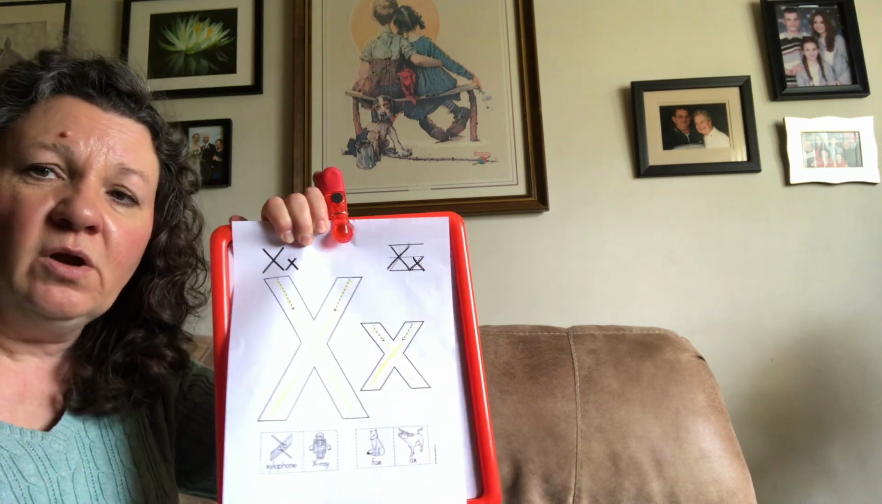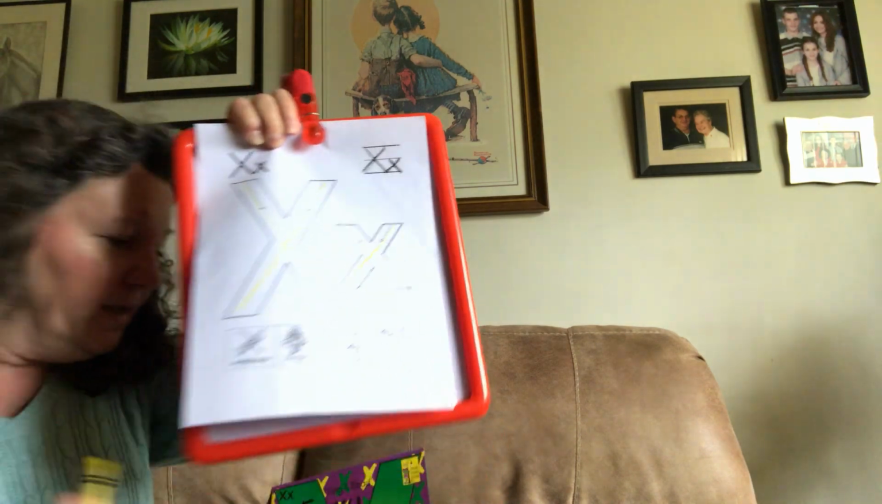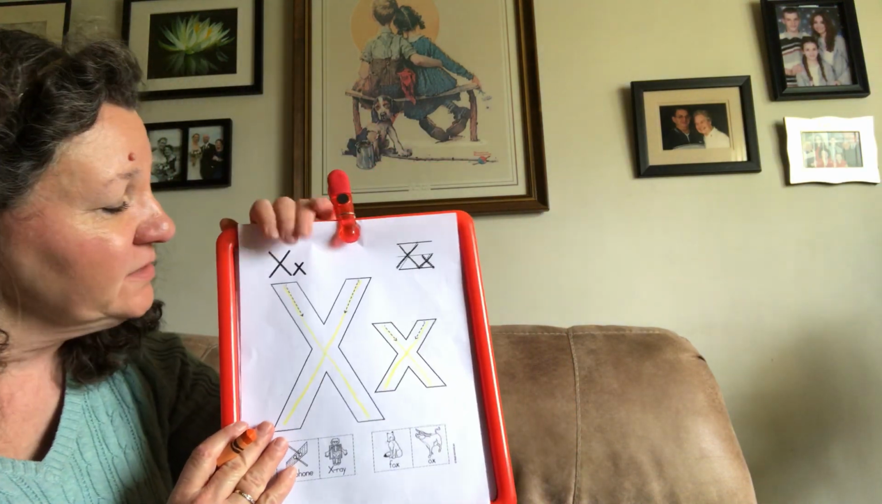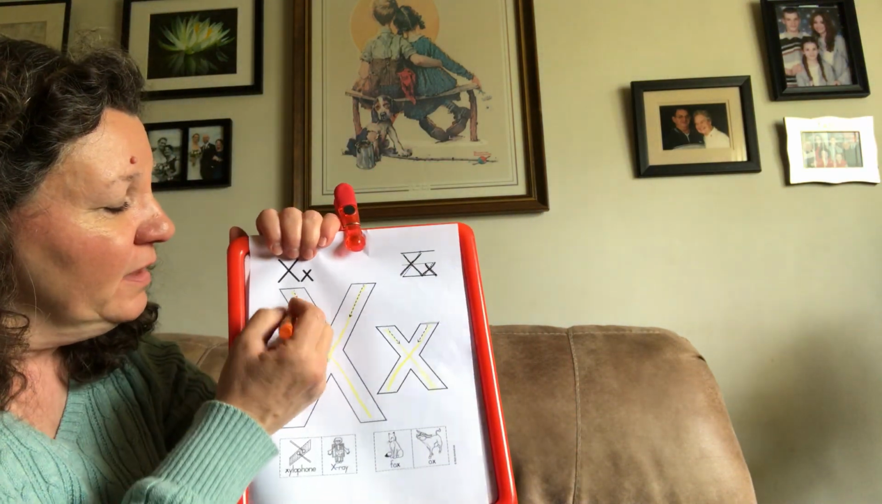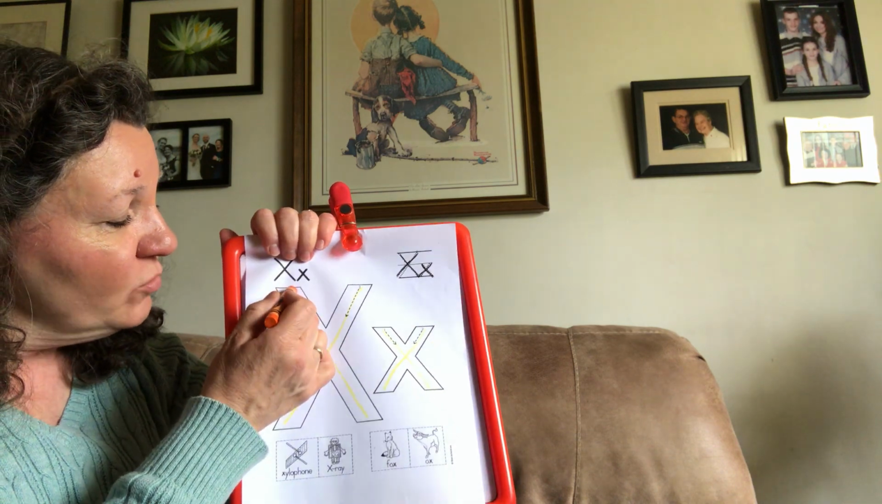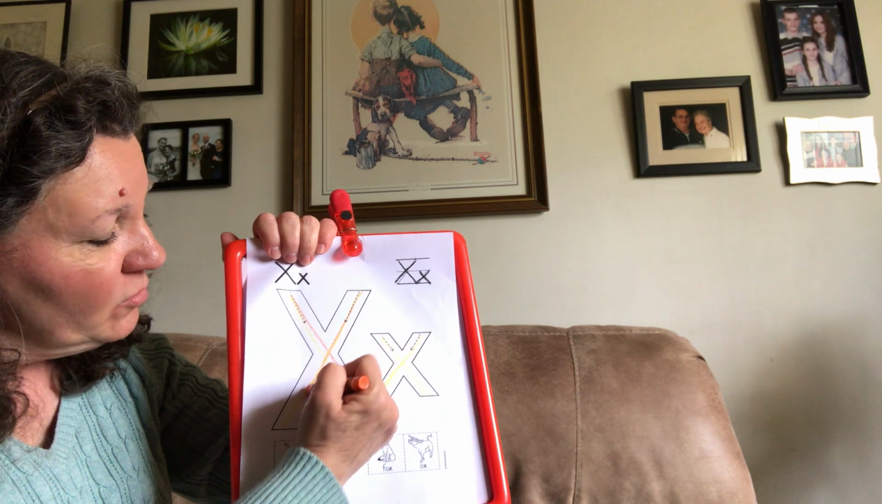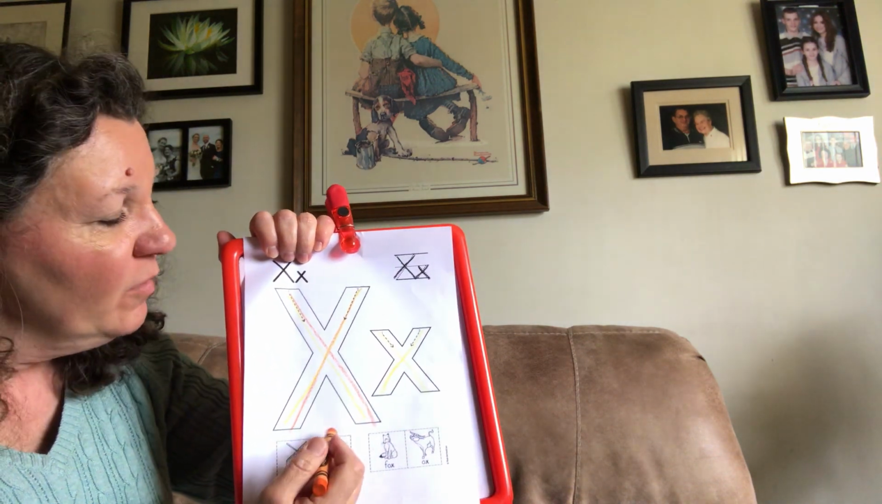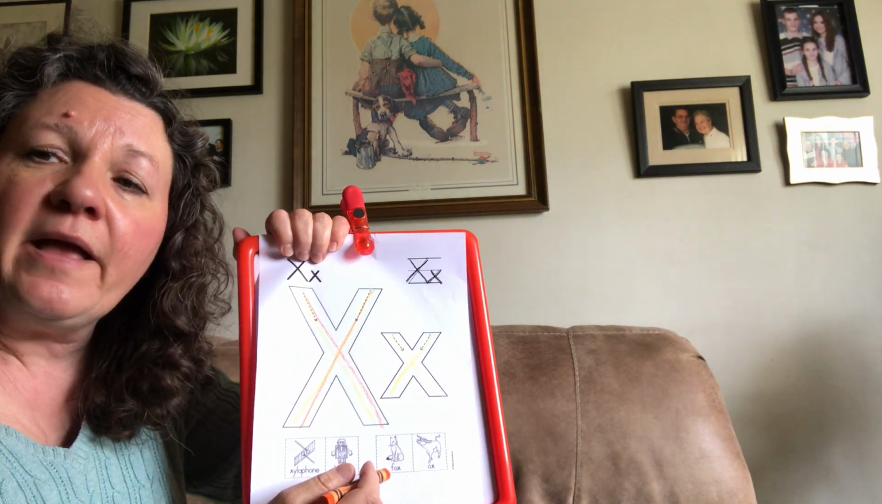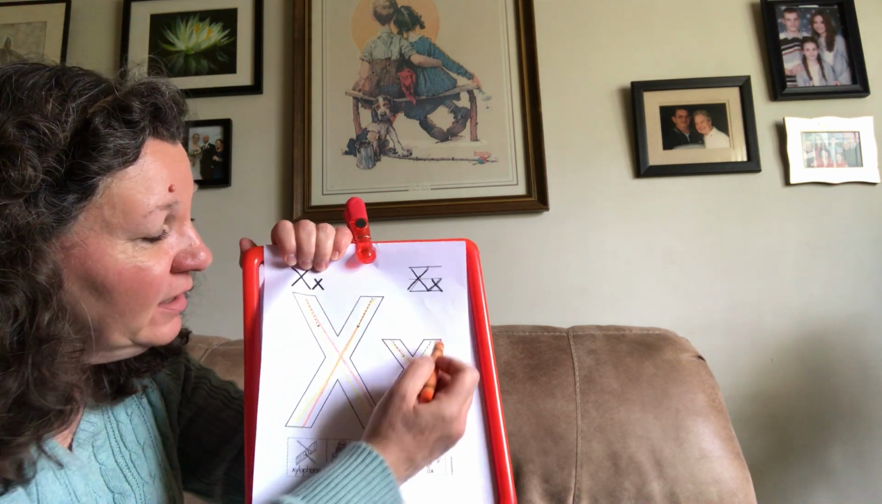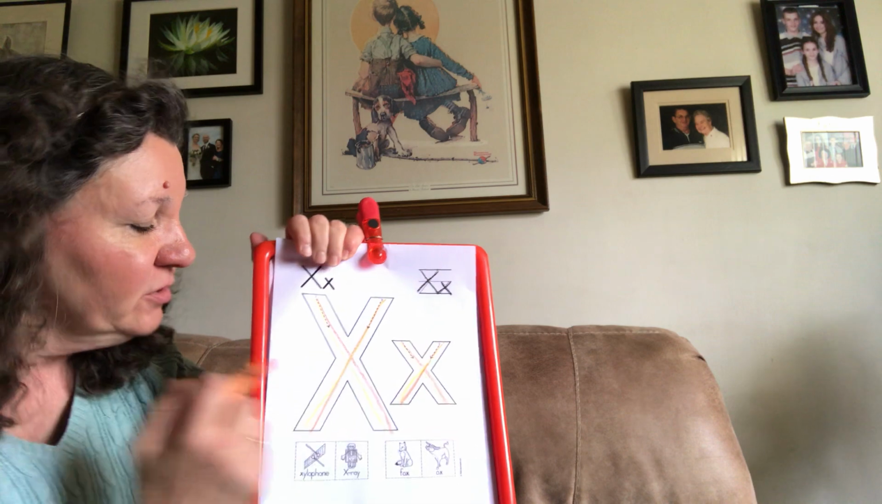Okay, let's take your orange crayon now. Take your orange crayon, and we'll do this one next. You ready? Start at the top, and you're going to slant all the way down, go to the top, and slant all the way down. Okay, what letter are we making? The letter X. Okay, let's do the lowercase one the same way. Slant down, slant down. There's our lowercase x.